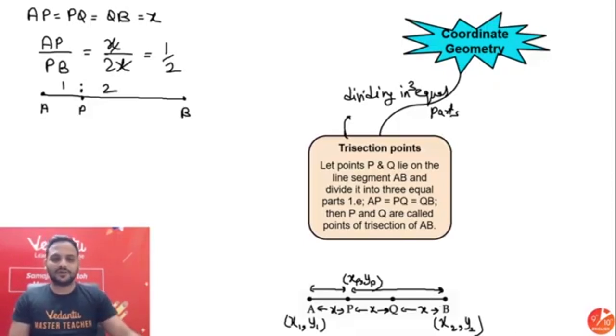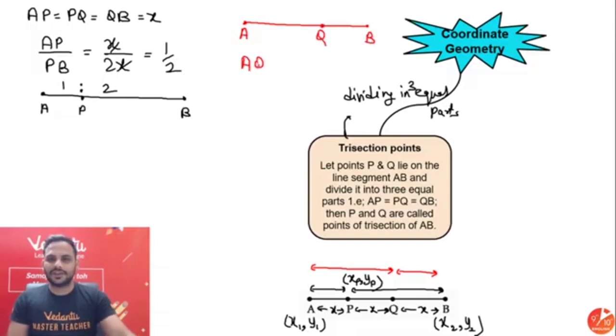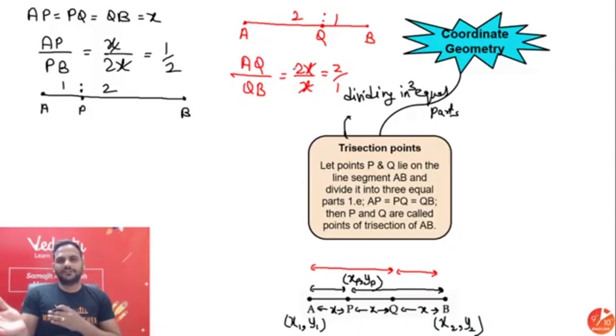Then come to the part of point Q. If we have to find out the coordinates of point Q, let's see how Q will be dividing it. For Q, A is over here, B is over here, Q is over here. So the ratio is AQ upon QB. A to Q is x plus x, 2x, divided by x. So the ratio now is 2:1. Now if we know the coordinates of A and B, easily we can find out the coordinates of Q as well.